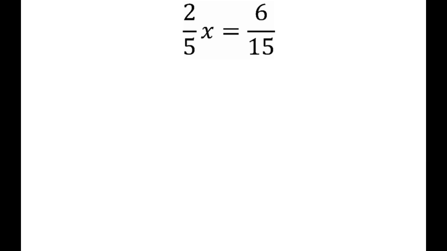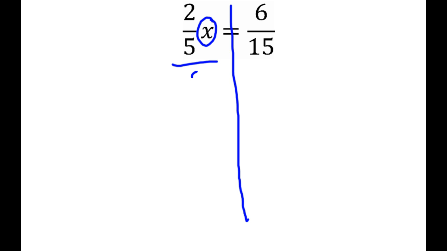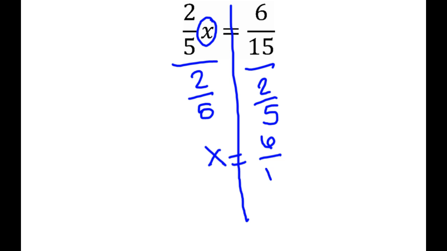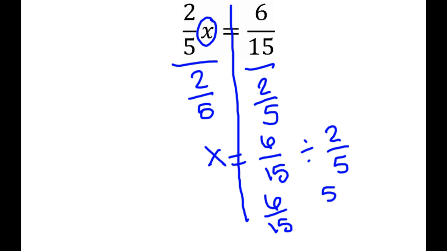Here I have 2/5 x equals 6/15. So I circle the variable, draw the line to show the two sides of the equation. This is multiplication, so I'm going to use division. So I'm going to divide both sides by 2/5. And I have x equals 6/15 divided by 2/5. And I'm going to keep, flip, and change. Then I'm going to look and see if I can cross reduce.